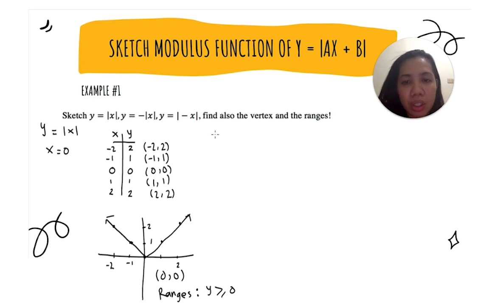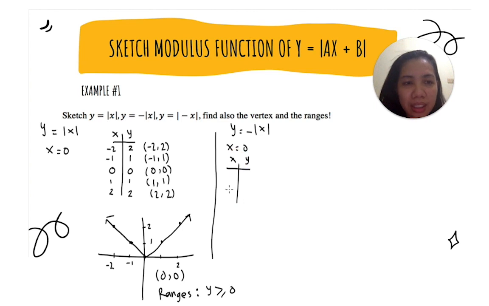Okay, now let's continue to the second function. The second function is y equals minus the absolute value of x. Okay, the same step that we had before, we have to find the vertex first. We can find the vertex from the inside part of the absolute value. So x equals 0. This is the x coordinate of the vertex. And then we have to make an x and y table here.